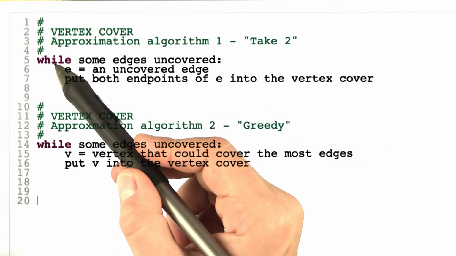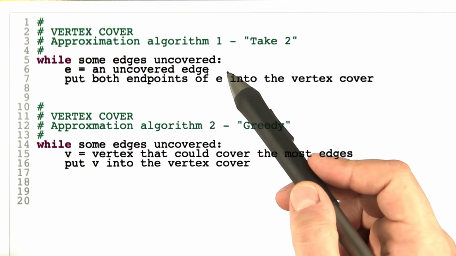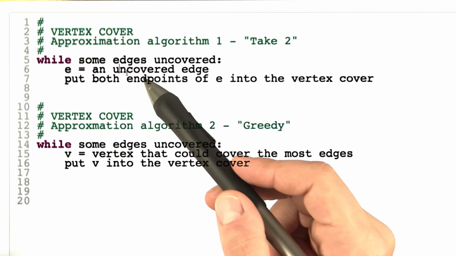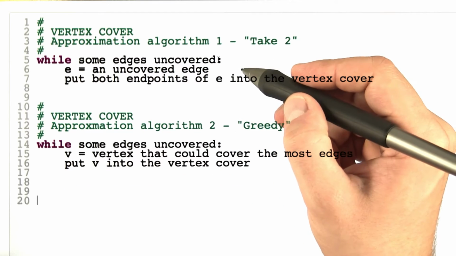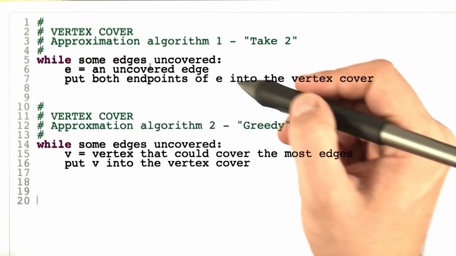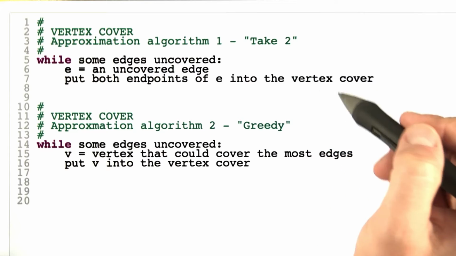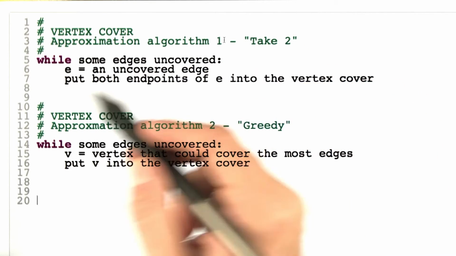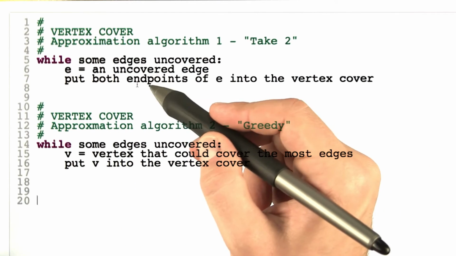The first algorithm takes as input a graph and looks if some edges are still not covered in that graph. If that is the case, it takes an uncovered edge and puts both of the endpoints of that edge into the vertex cover. Then the algorithm looks again if there are still some uncovered edges. If there are, it takes one again and puts both endpoints into the vertex cover, and so on until all edges are covered. She calls that algorithm take two because it always takes two endpoints into the vertex cover each time you go through that loop until you're done.